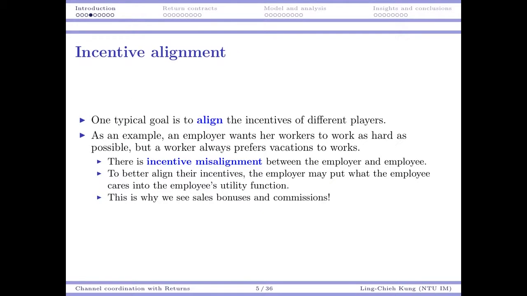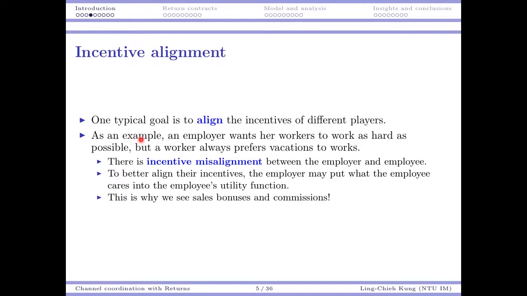So, if multiple players in the system have different interests or different objective functions, we typically say there is incentive misalignment, and our goal is to align players' incentives. If we can somehow adjust their objective functions so that all of them have the same goal or the same objective, we say we align their incentives, and the system efficiency can typically be improved.